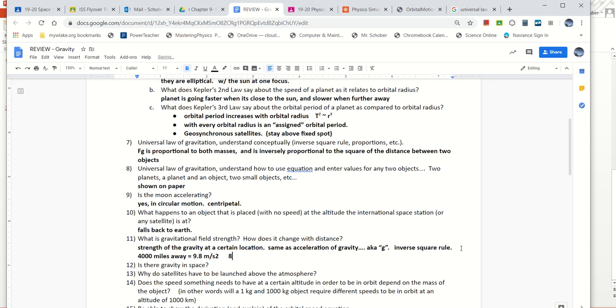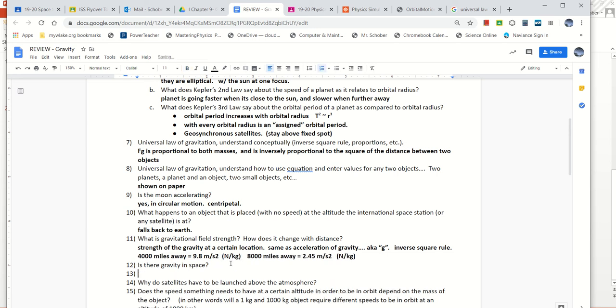So what must it be at 8,000 miles away from the center of the Earth? That means if we go 4,000 miles above where we are right now, it would be 1/4 as much, which 1/4 of that is about 2.45 meters per second squared, or the same thing as newtons per kilogram. Again, meters per second squared and newtons per kilogram is really the same unit if you play around with what a newton means.